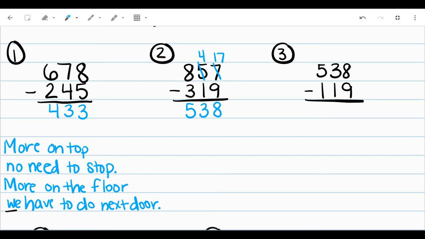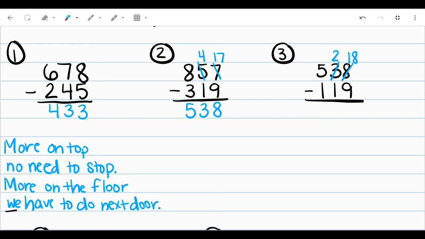Now let's look at number 3. We have 538 minus 119. If I go to my ones place, I have 8 minus 9. If I only have 8, I can't take away 9. That means there's more on the floor, so I have to go next door. I take 1 away from my 3, so my 3 becomes a 2, and I add 10 more to my 8. So 8 plus 10 gives me 18.